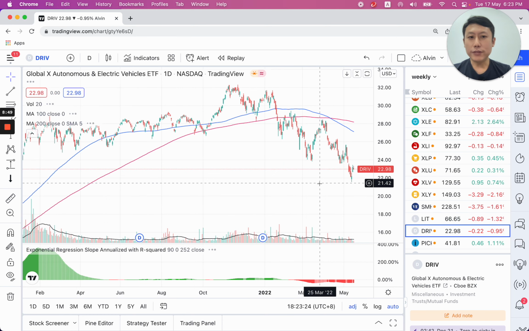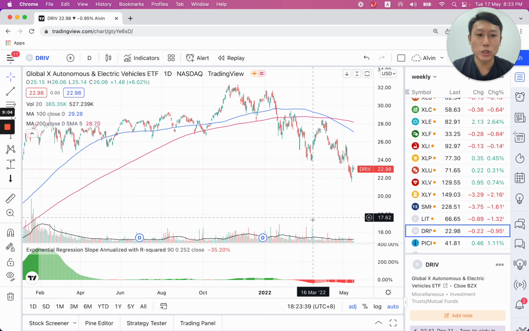And as well as EVs, okay, it has been down since the start of the year, right? So even EVs are not doing well. Okay, so these may be some of the surprising sectors that from a fundamental perspective you think are doing well, but from a technical perspective they are not. Okay, so this is something to watch out for.